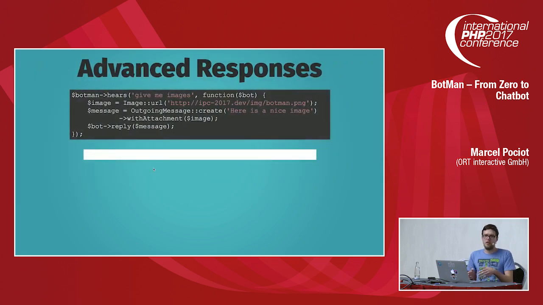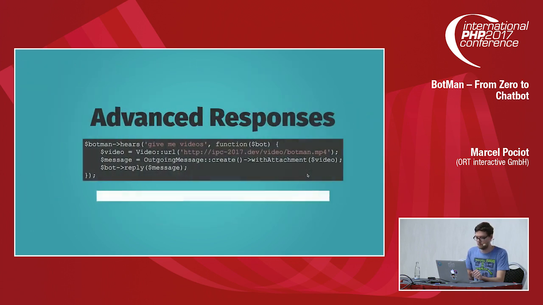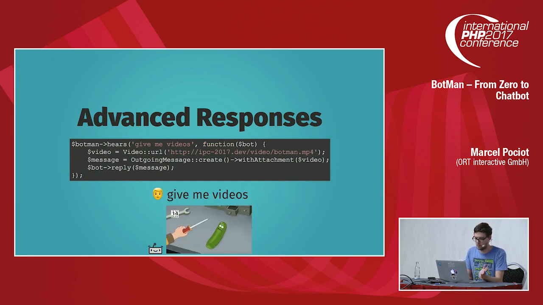Okay, so right now we always had just textual responses, but it's also possible to reply with structured objects, so messages that have attachments. In this case, we just create an outgoing message object with a text and attach an image to it with a URL. So if I type, give me images, it shows me the BotMan logo. And this is just the same with videos. So here's Pickle Rick.